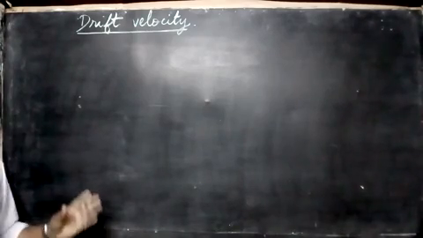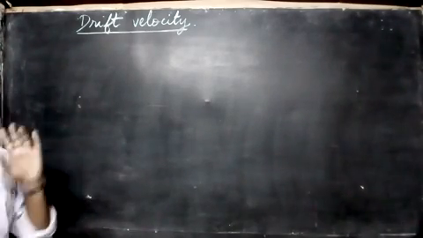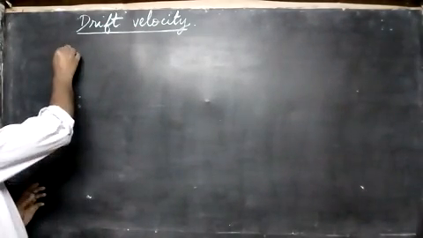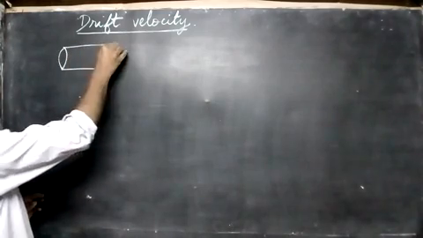Now let's learn about drift velocity. What is meant by drift velocity? First, let's take a conductor. It means a piece of wire. I'll take a cylindrical shape this way.